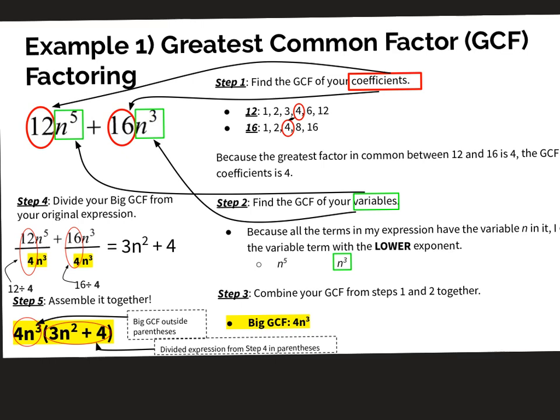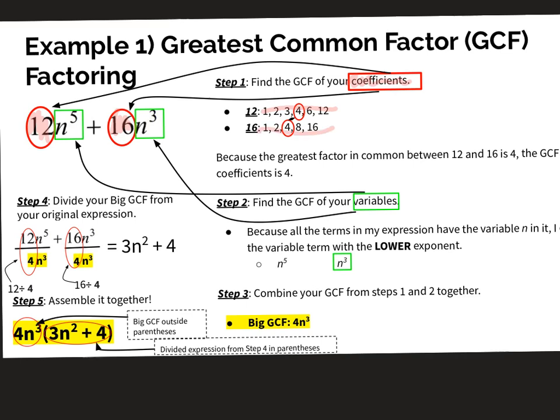So the first thing that we want to find our GCF for is our coefficients, right? And coefficients, as we said before, are those numbers like 12 and 16 that are hanging out in front of your variables, right? And so when I find the GCF of my coefficients, I want to actually list out the factors of my coefficients. So my factors for 12 are 1, 2, 3, 4, 6, and 12. My factors for 16 are 1, 2, 4, 8, and 16.